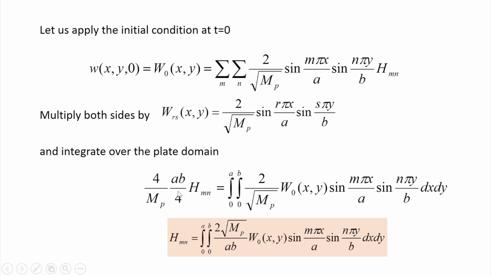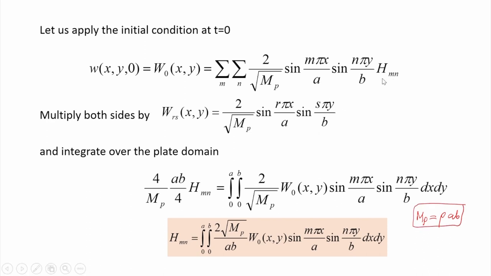So based on that, now we can obtain hmn equal to double integration 2 by root mp divided by a b, where mp is the total mass of the plate. If mass density per unit area is rho, then rho into ab, where ab is the area of the rectangular plate, will give you mp. So writing this, hmn equal to double integration of 2 root mp by ab w naught xy sin m pi x by a sin n pi y by b dx dy, where mp is the total mass of the plate. So this factor is this, okay.